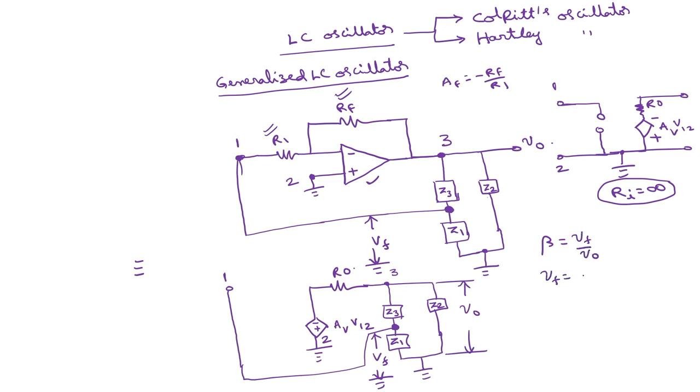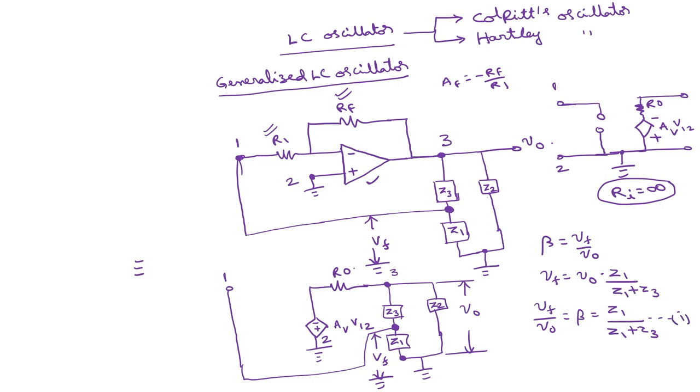So what is Vf in terms of V0? It is V0 times the divider ratio, because between this point and this point there is a voltage divider. We are taking Vf across Z1, so it is Z1 by Z1 plus Z3. This implies Vf by V0, which is beta, is equal to Z1 by Z1 plus Z3. This is one expression.